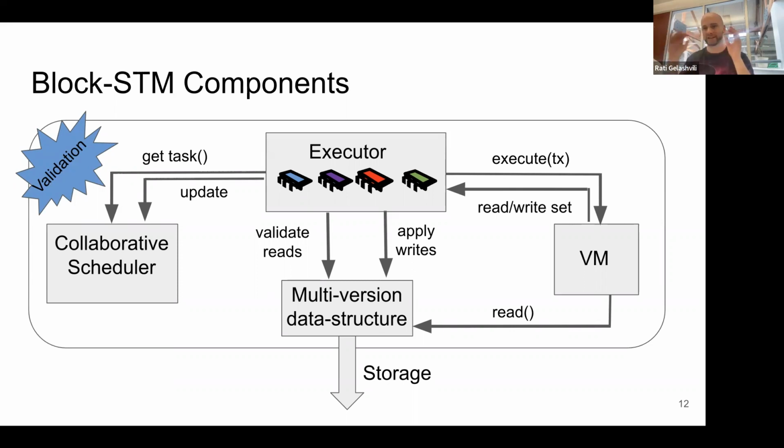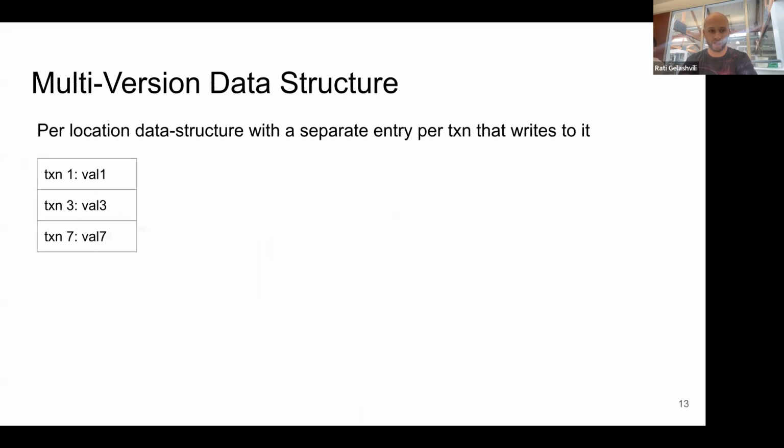Like 4 writes its own stuff. If it gets re-executed, it overwrites its own stuff, right? But this way, when 5 reads, it can see what 4 wrote, and so on. And if 4 reads, it can see what 3 wrote. And these things do not conflict with each other, which is exactly what I'm trying to explain on this slide. The way the multi-version data structure will look, it will be an entry per transaction that wrote, per location. There will be a data structure that has an entry per transaction that wrote to it.